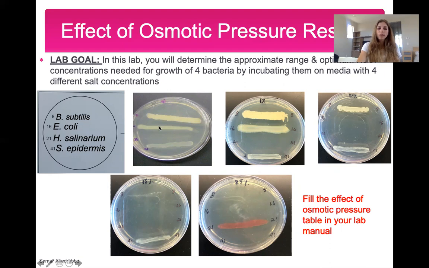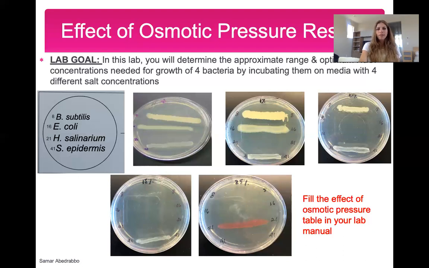So because it only grows at 0 and 1%, I'm going to say that this is not a halophile either. Now we look at Halobacterium salinarium, which was supposed to be streaked here. I see no growth at 0% salt, no growth at 1%, no growth at 10%, no growth at 15%, but there I see bacterial growth at 25%. So this bacteria only grew on the agar plate with a very high salt concentration, 25% sodium chloride.